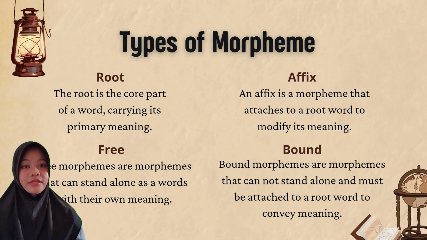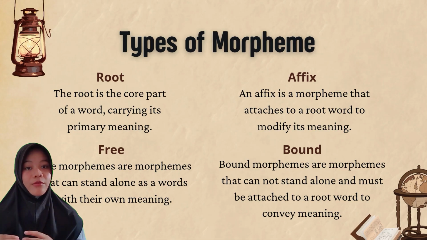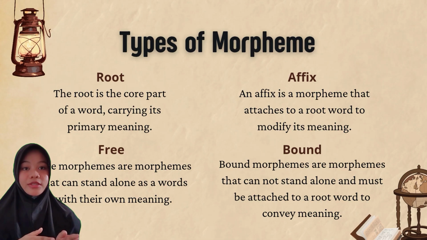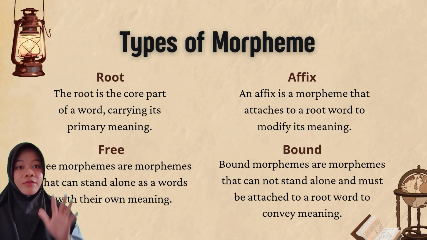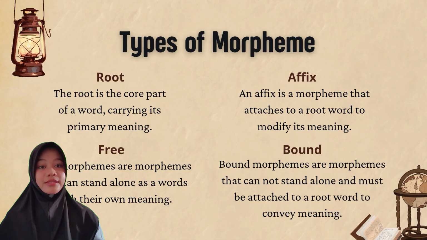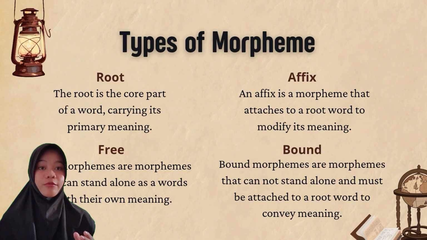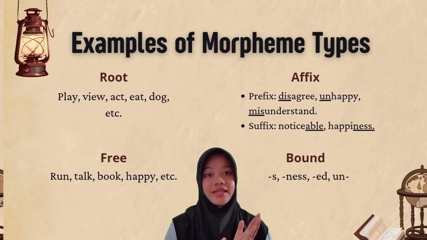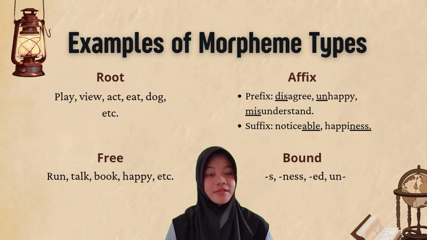Fourth, affix. An affix is a morpheme that attaches to a root word to modify its meaning. Fifth, free morphemes. Free morphemes are morphemes that can stand alone as a word with their own meaning. The last type, bound morphemes. Bound morphemes are morphemes that cannot stand alone and must be attached to a root word to convey meaning. Next, the examples of morpheme types.